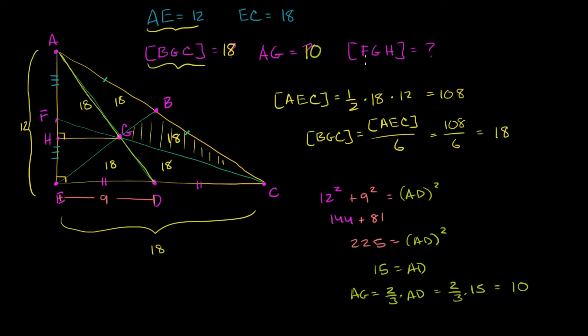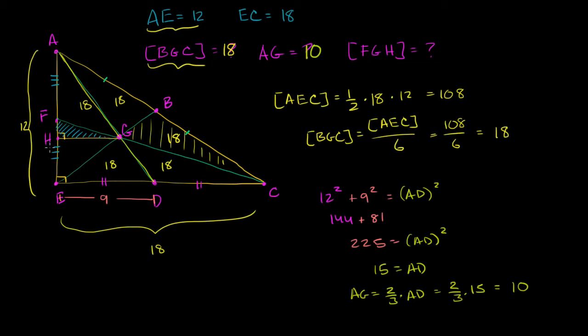Now this third part, what is the area of FGH? So let me color it in. FGH. So if we knew this length, if we knew HG, and if we knew FH, we could easily figure out what that area is. And there's actually multiple ways of figuring out either one of those things.